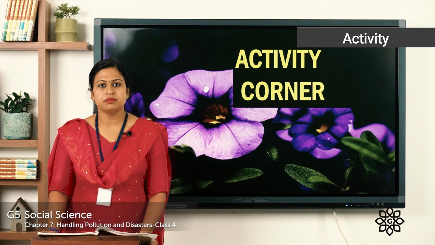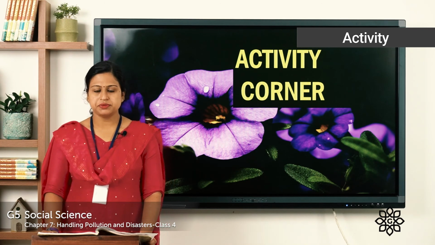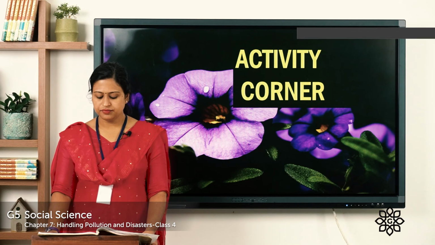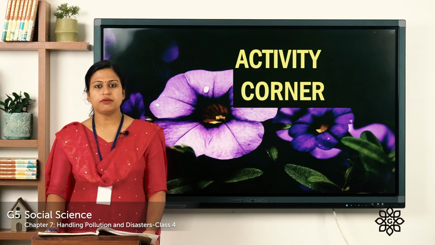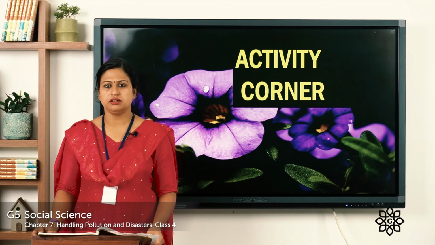Now in page number 63, you have activity corner. 3 activities are there. First one, activity. Second, life skill. Third, value check. You have to read it carefully, discuss it with your parents and do it in your notebook.